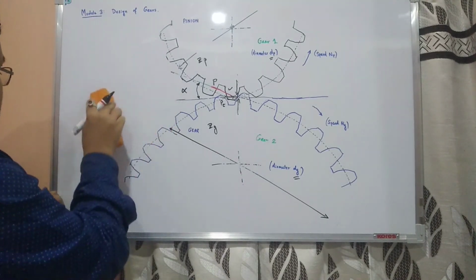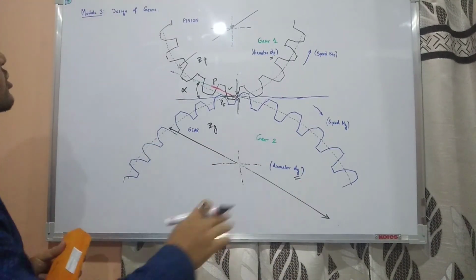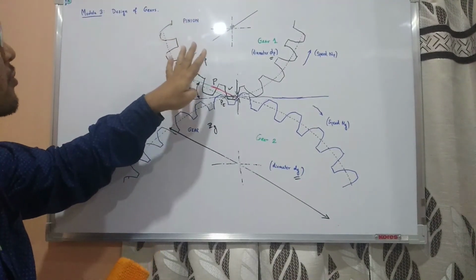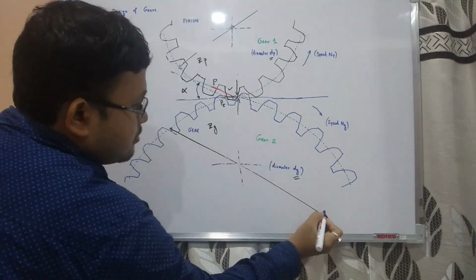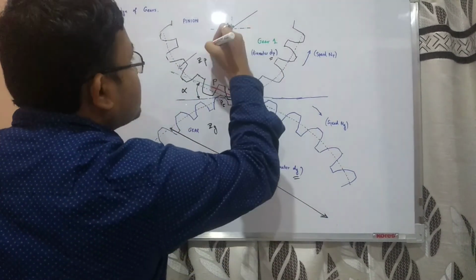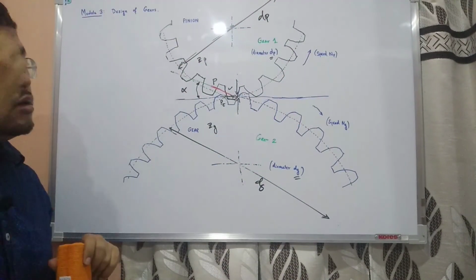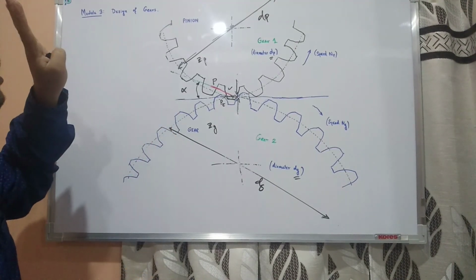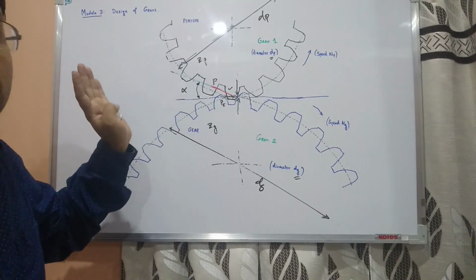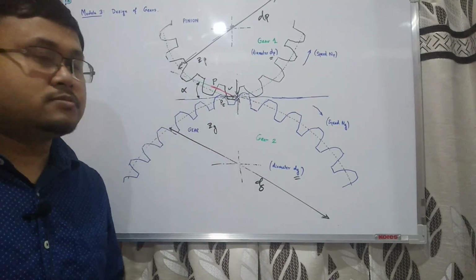So you understood all the basic terminologies about this. You can see that this diameter is your dp and this diameter is dp. I have already spoken about this. Next we will be discussing the failures and some force analysis of the gears. Okay, thank you.